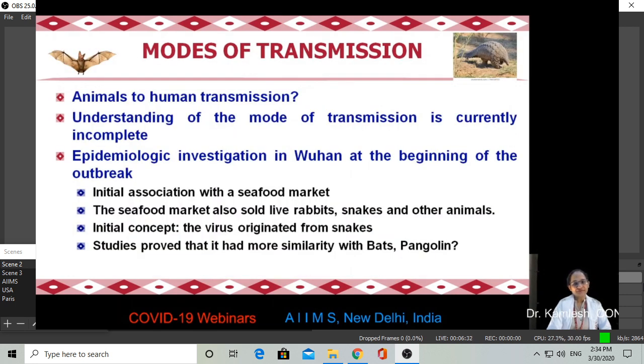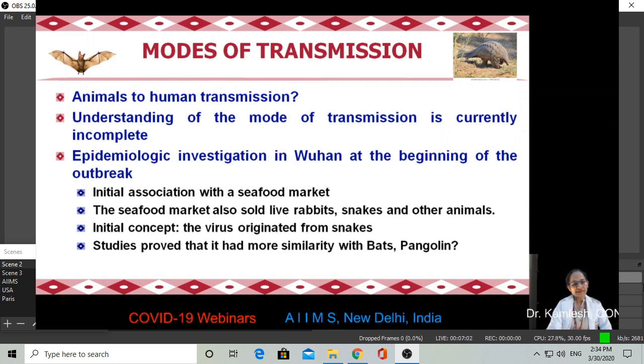Now, what is the mode of transmission? That means, how does the disease spread? There are two theories. It might be spreading from animal to humans or human to humans. But the understanding of this mode of transmission is still not complete. Based on whatever evidence is available from earlier experience in China and other countries, for animal to human transmission, initially the association with the seafood market was noticed.